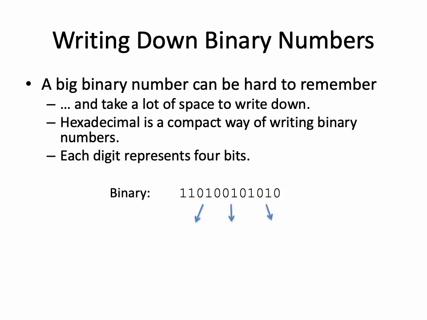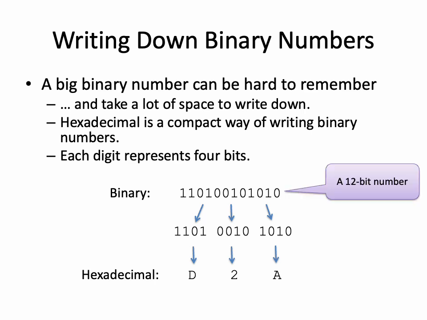So this is nice to convert between binary and hexadecimal because I'm going to take my number and split it into groups of 4. So I have 1, 1, 0, 1, which is my first grouping, 0, 0, 1, 0, next grouping, and 1, 0, 1, 0, third grouping. And now I'll explain this in a second, but these all are particular symbols in hexadecimal. So this binary number is a 12-bit number, but it's only 3 digits in hexadecimal.